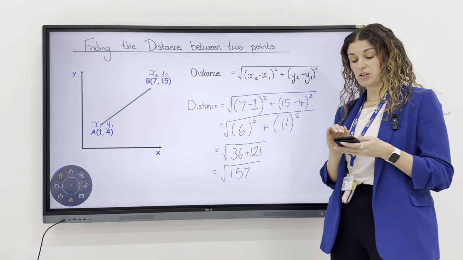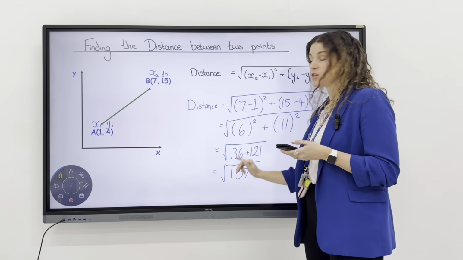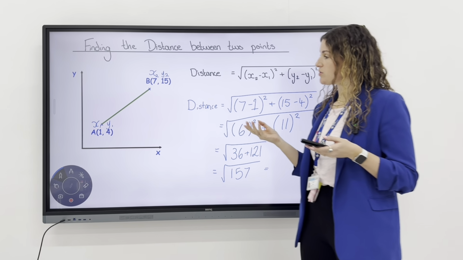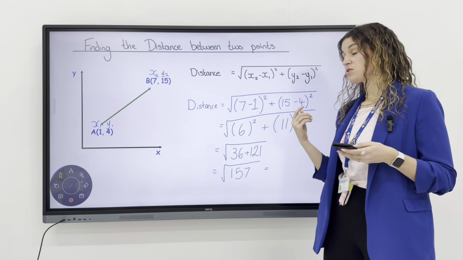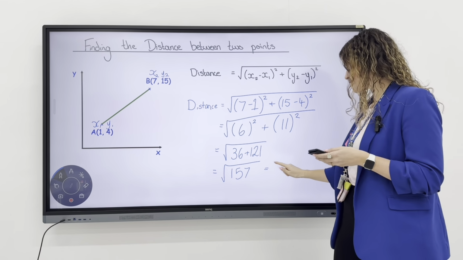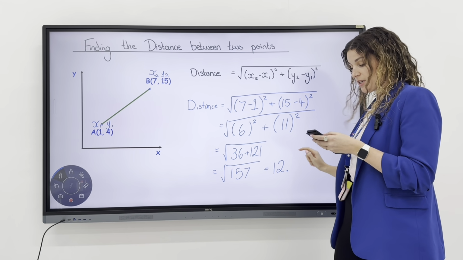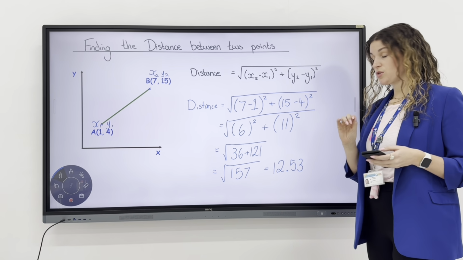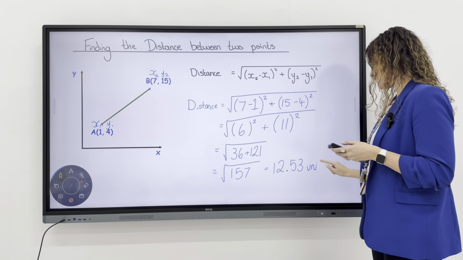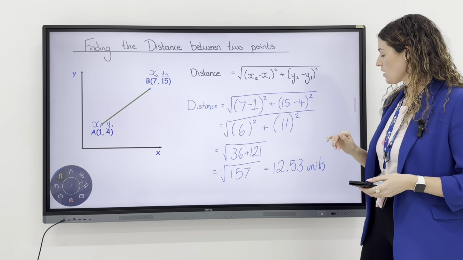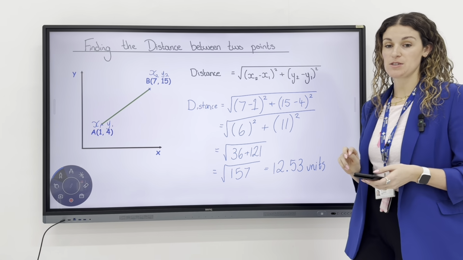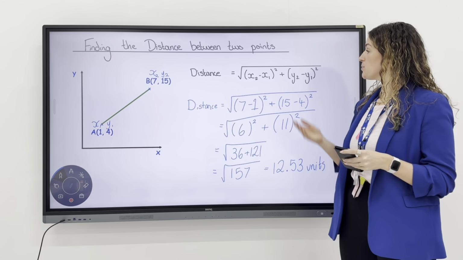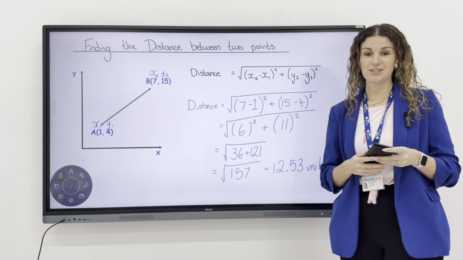So you're going to pop that into your calculator. You can leave your answer as a surd, but with it being distance, we probably want to find the actual decimal unless otherwise stated. So here, this would be equal to 12.53 units, rounded to 2 decimal places. Just be really careful in terms of what the question asks for, but there you have it. That is how we find the distance.